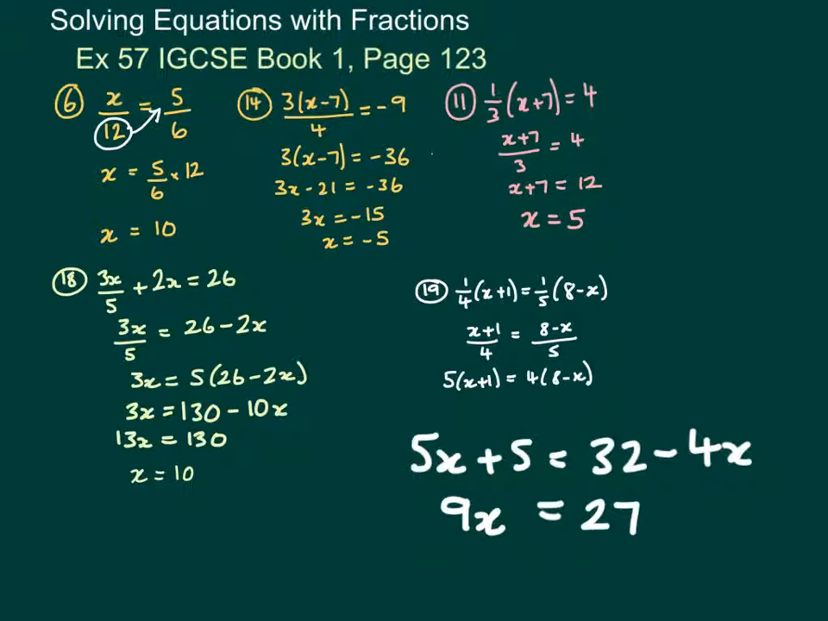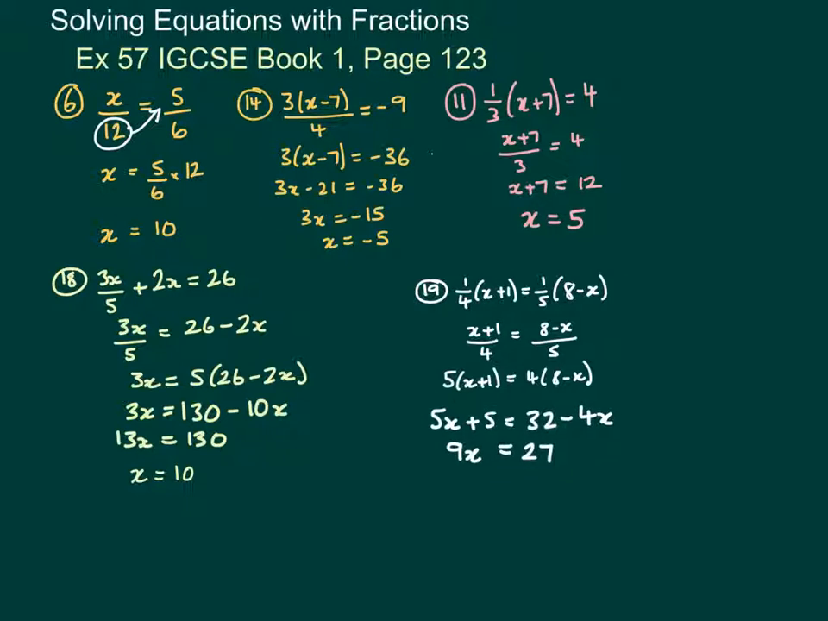32 take away 5 is 27. And then I get 27 divided by 9 to get my answer. So the answer is x equals 3. Okay, so keep rewinding back through those if you need them to help you complete exercise 57.